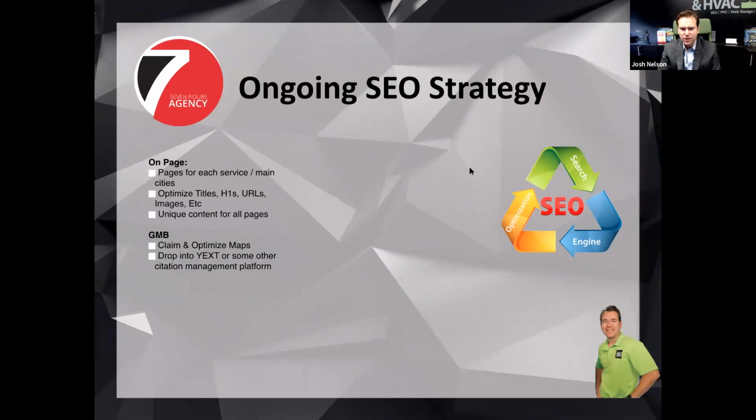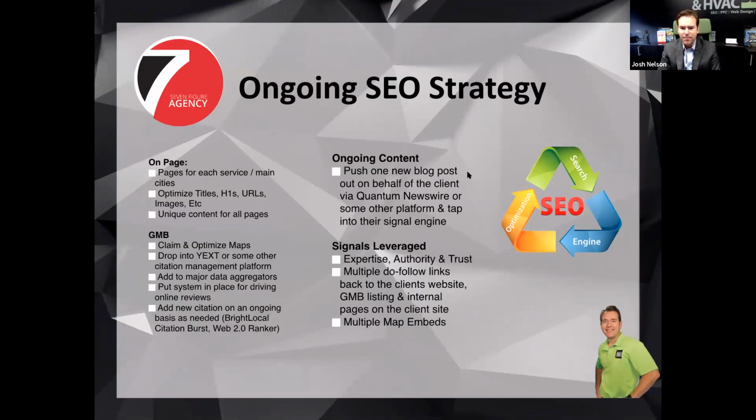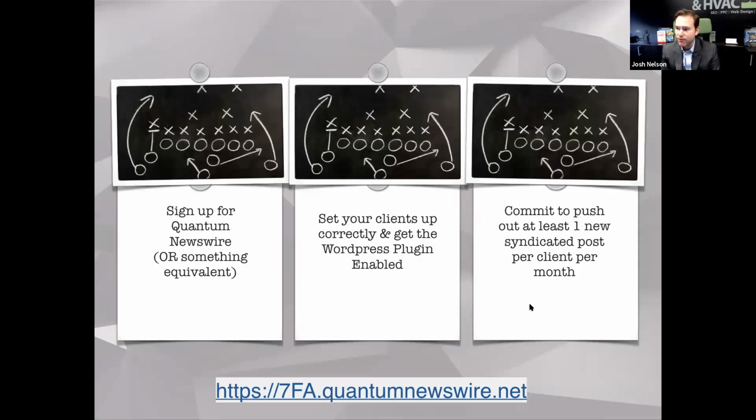The ongoing SEO strategy, we unpack this in depth in the members area. To us, this is core to the process now, right? You do the on-page stuff, you do the citation management and the reputation management stuff, and then you push out 1 to 2 news releases per month on Quantum Newswire, and you will see a lift in the rankings, and you'll see a lift in the conversations you can have with your clients because you're able to show them all the activity that's come out from it.